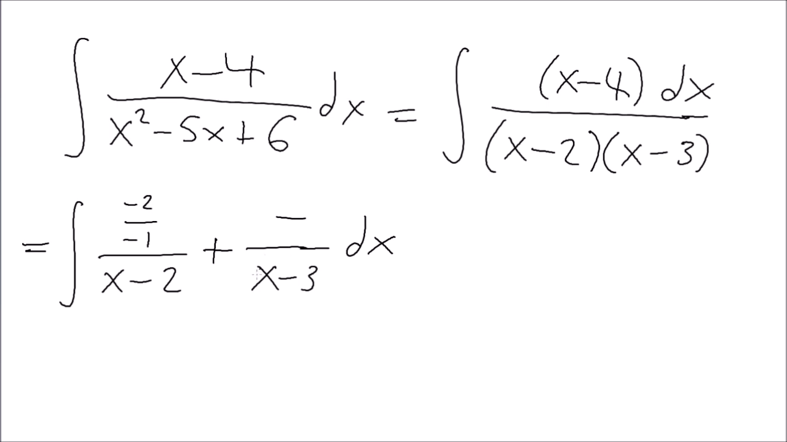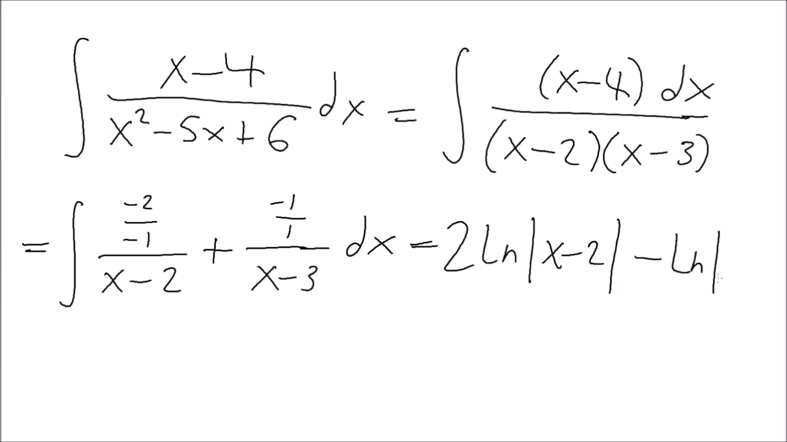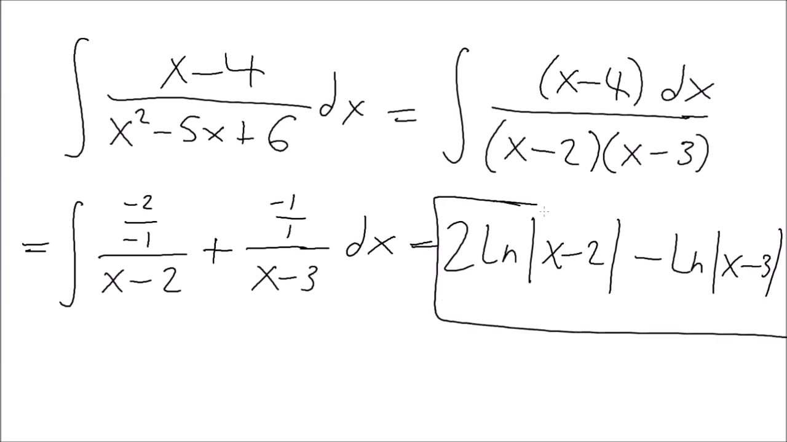Then you do the same thing here. x minus 3 equals 0, that's x equals 3. 3 minus 2 here, that's 1. 3 minus 4 at the top, that's negative 1. And that's how you do partial fractions. You're done. So then this is just 2 ln of x minus 2 minus ln of x minus 3. You could just literally go straight from there. Very fast partial fractions, right? So that's the Heaviside method.